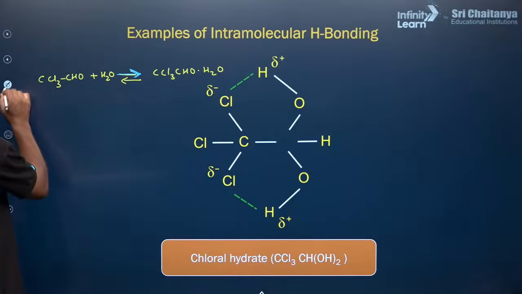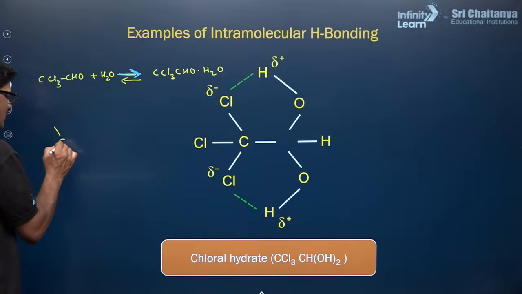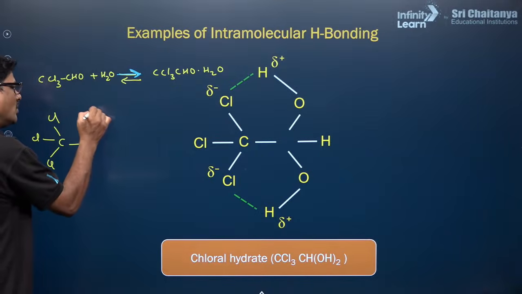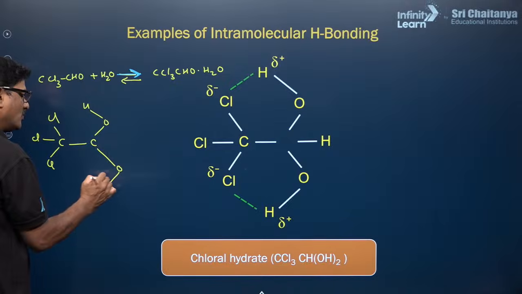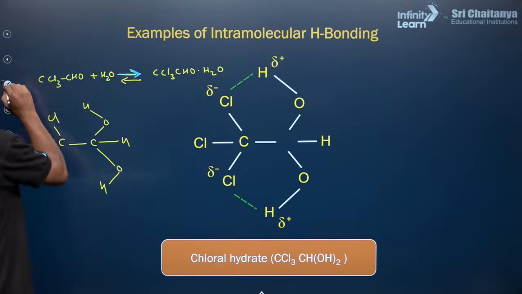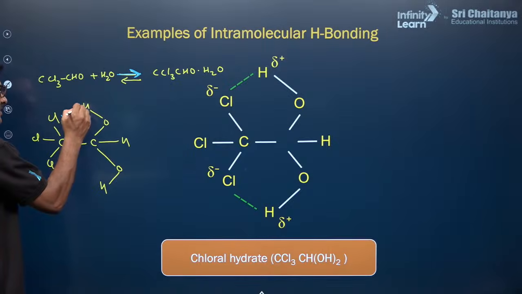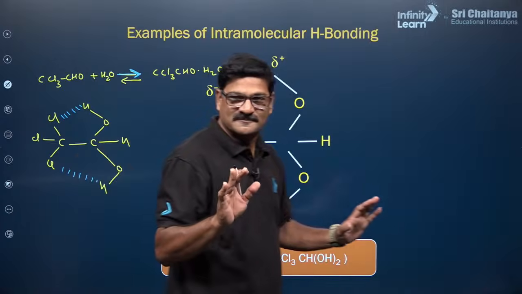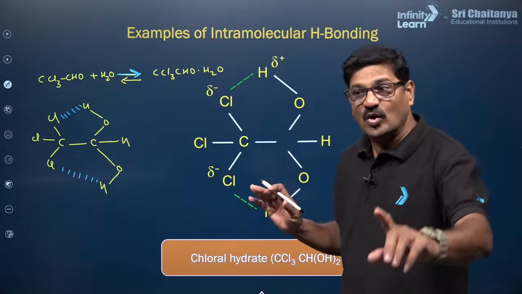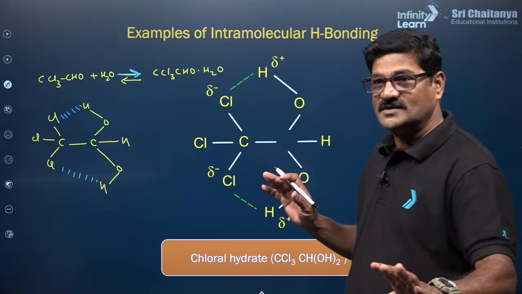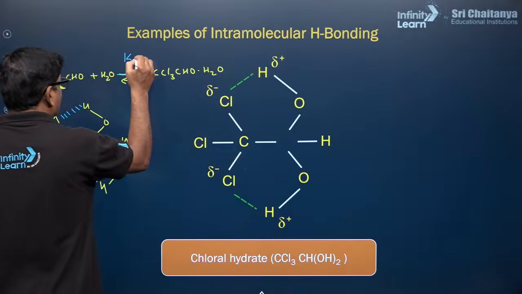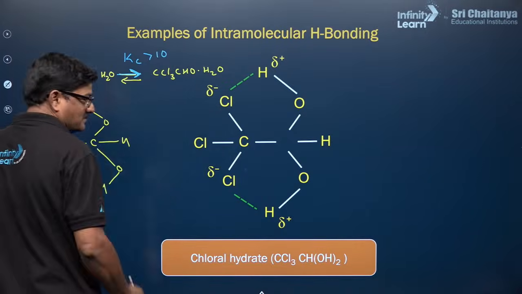This intramolecular hydrogen bonding is seen here: C, and Cl, Cl, Cl, and C, with O and H, and O and H, and you can see there is intramolecular hydrogen bonding. Are you getting or not? Clear? This is what is called chloral hydrate. Trichloroacetaldehyde reacts with water, and the reaction Kc is greater than 10. Okay?